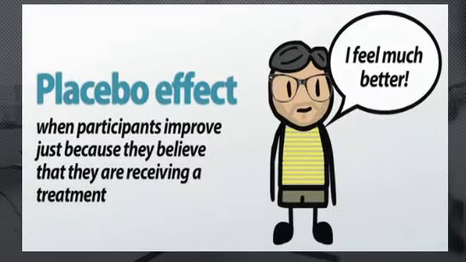Next is the placebo effect in experiments. In a psychology experiment, a placebo is an inert treatment or a substance that has no known effect. The researcher might utilize a placebo control group, which is a group of participants who receive the placebo, or a fake independent variable. A placebo effect means when a participant improves just because they believe that they are receiving a treatment.